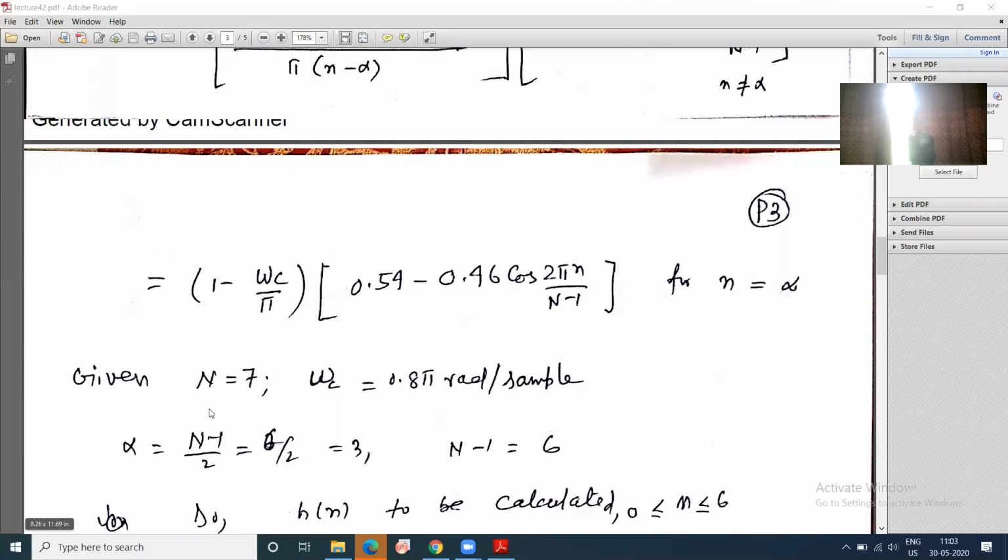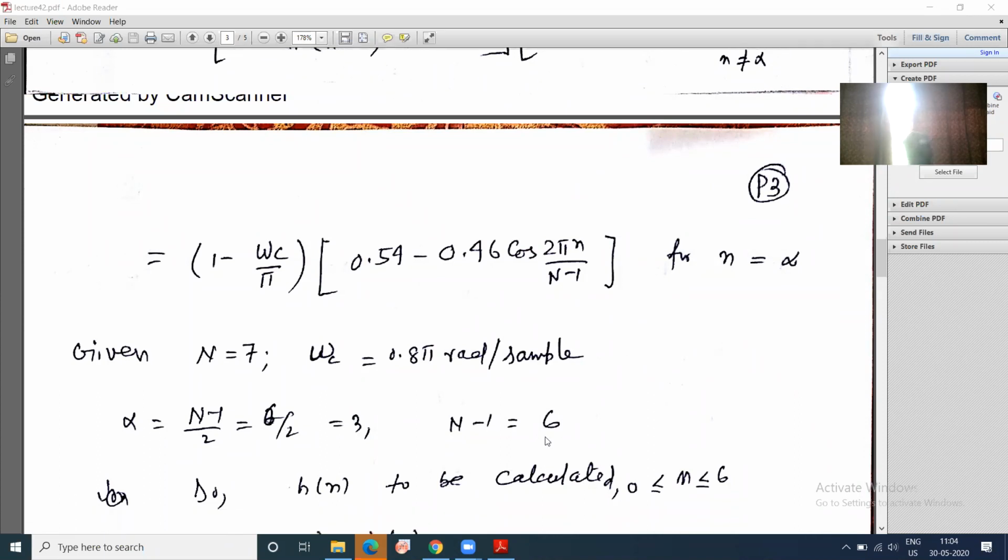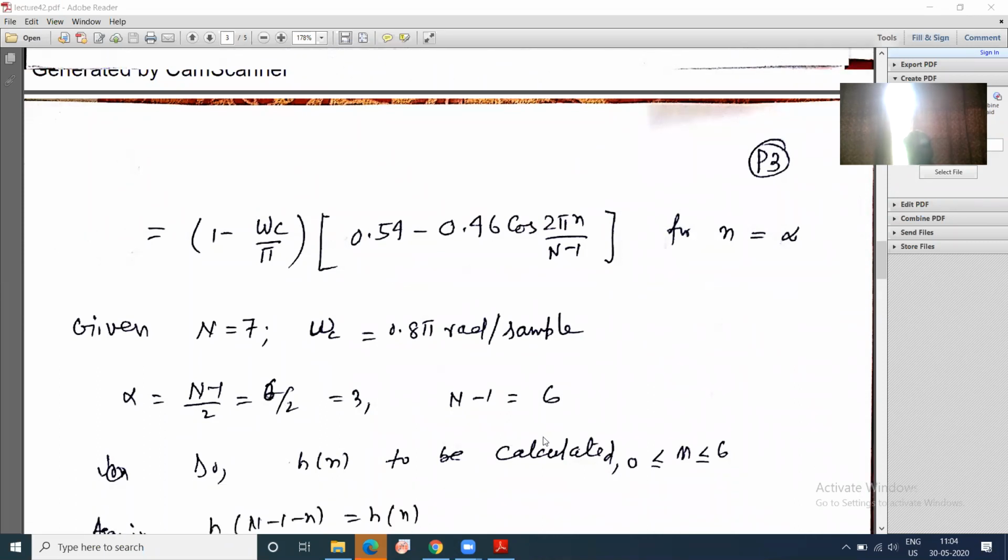Now, for n equal to 7 samples it is given, and omega c equal to 0.5 radian per sample. This is the digital cutoff frequency of the high pass filter. Now alpha equal to (n minus 1) by 2, this is equal to 6 by 2 equal to 3, and n minus 1 equal to 6. So if n minus 1 equal to 6, that means the limit of the impulse response will be 0 to 6.